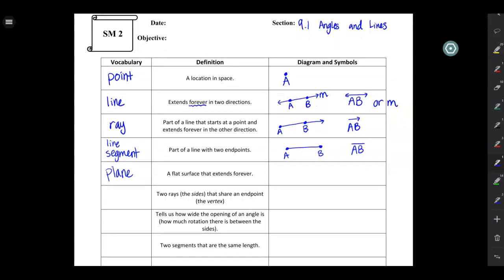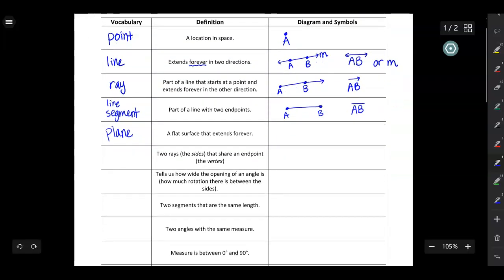So these are our building blocks, and we're going to use points, lines, rays, and line segments to create angles and shapes and other relationships. So the first thing we're going to talk about is an angle. So an angle is basically taking 2 rays and putting them together so they share an endpoint. So the 2 rays are going to be called the sides, and the endpoint is called the vertex.